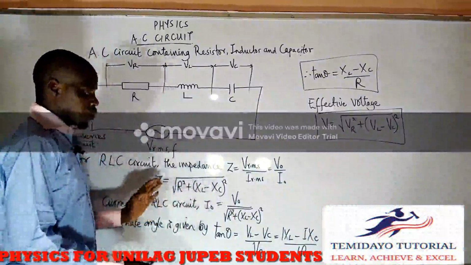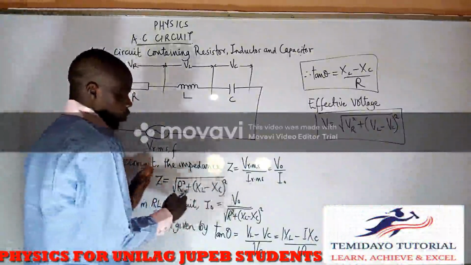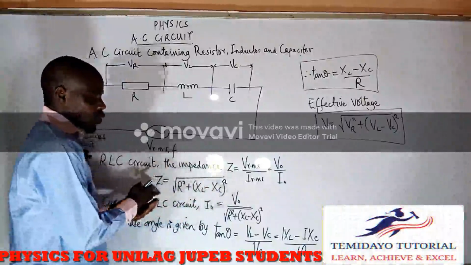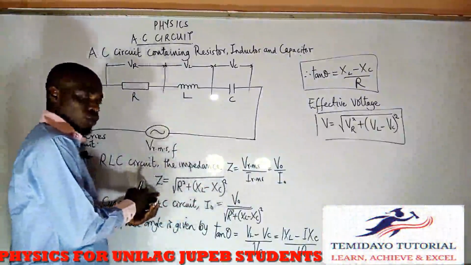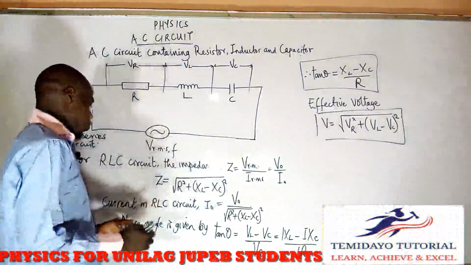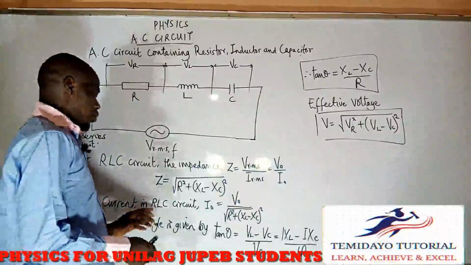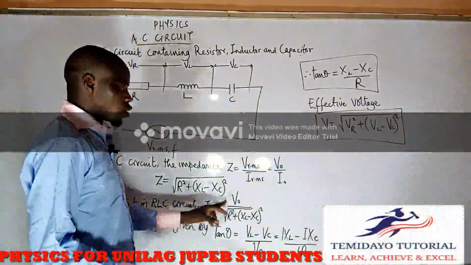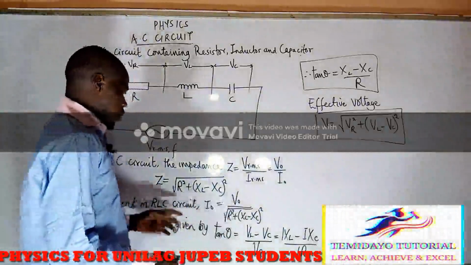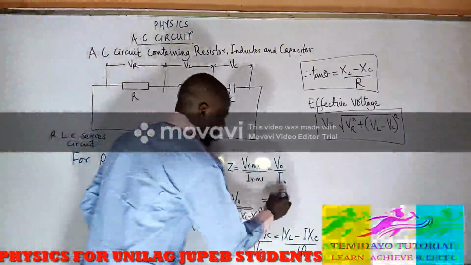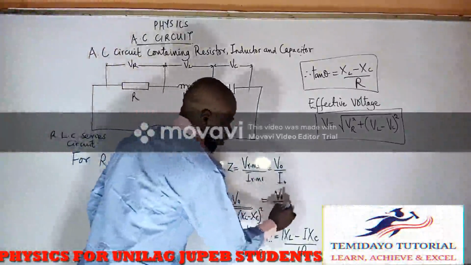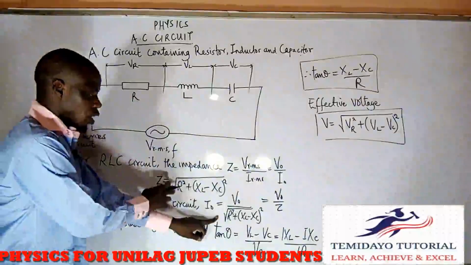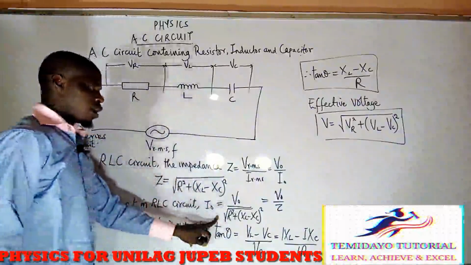So in the case of impedance for a series connection that consists of resistor, inductor and capacitor, this is how you get the overall opposition, which is the impedance. Then we have the current in the resistor, inductor and capacitor circuit. That means I naught is equal to V naught over Z, just like what we have here. Our Z, which is the impedance, is what we have determined from here. Then substituting that into this place, we get the same thing.